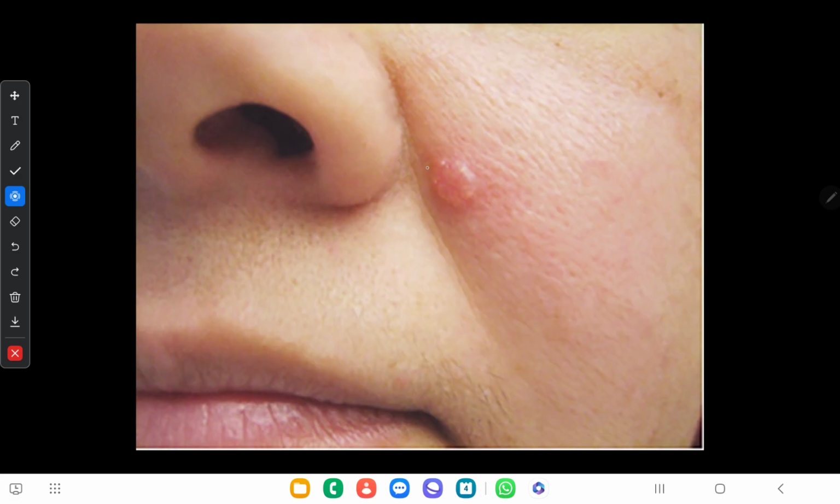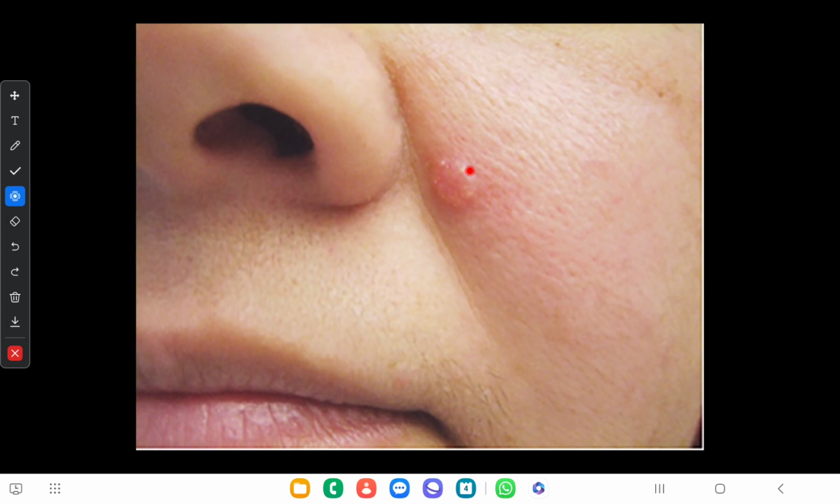Here you can see a basal cell carcinoma. Usually 70% of basal cell carcinomas occur on the face, and the most common site is the nasolabial furrow. Basal cell carcinomas usually do not occur on the palms and soles. Usually it starts as a small nodule like this.